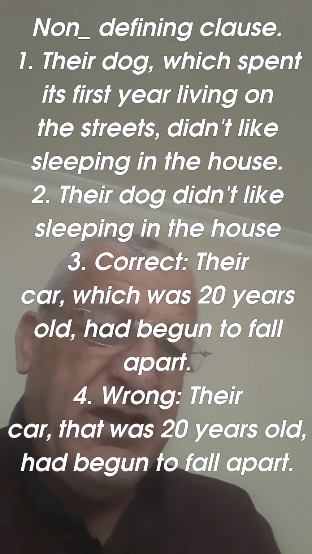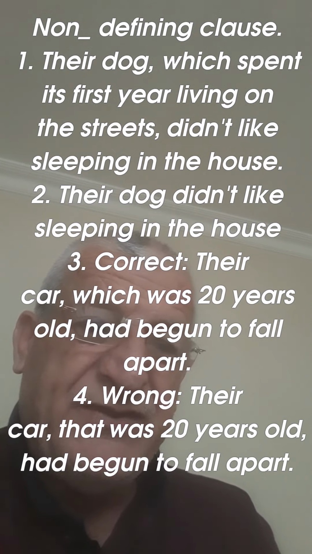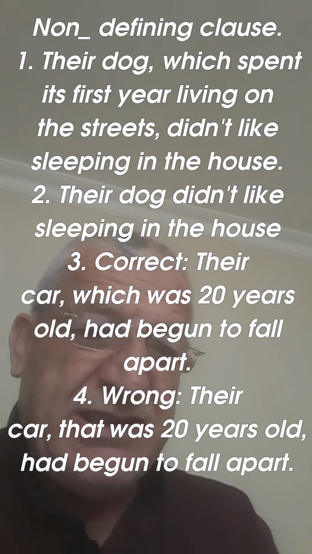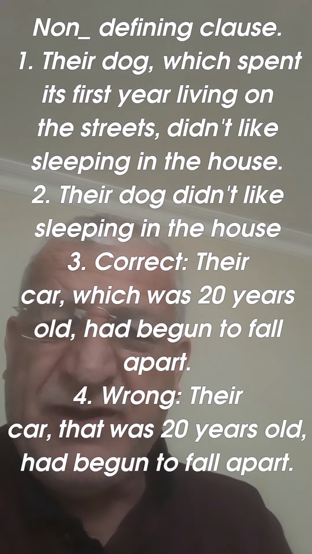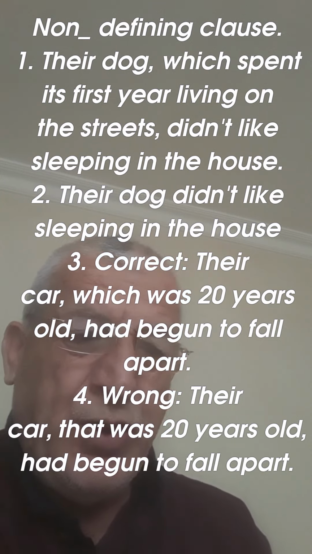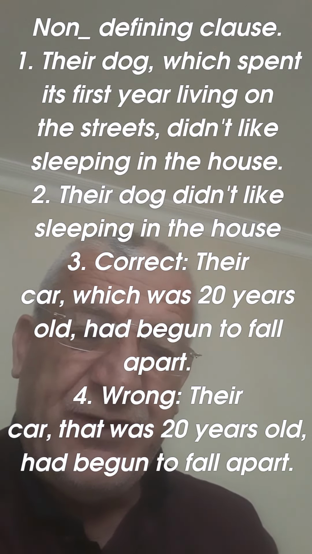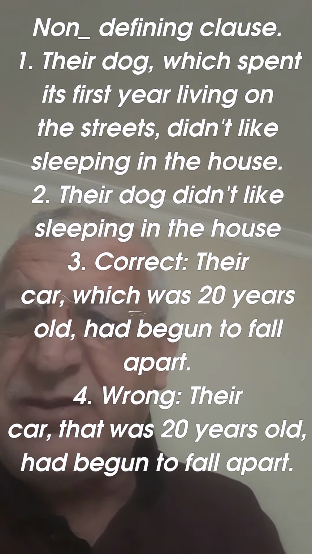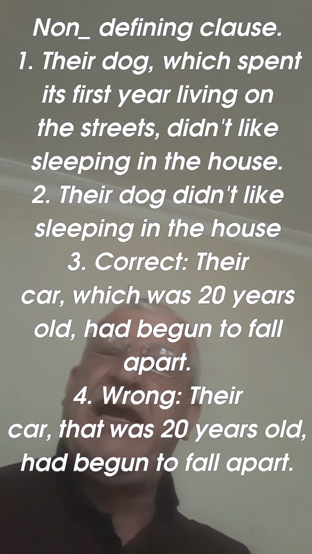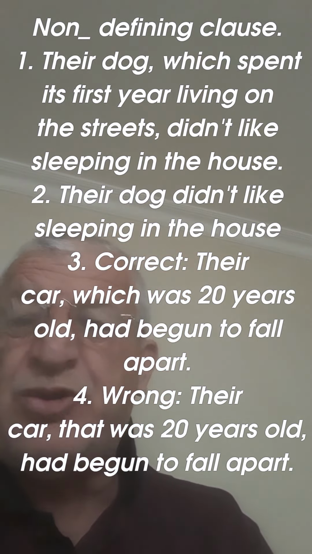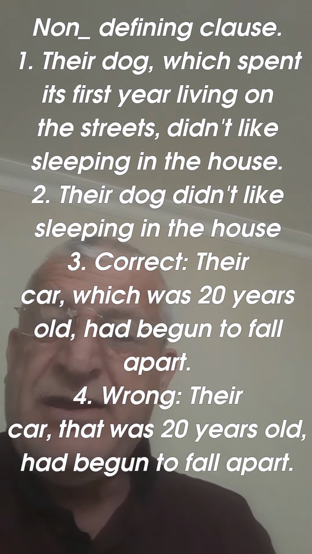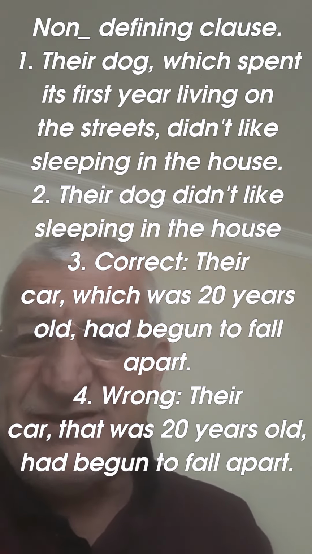For instance, we say, "Their dog, which spent its first year living on the street, didn't like sleeping in the house." In this example, we have a non-defining clause, namely, which spent its first year living on the street. This is a non-defining clause. Why is it a non-defining clause and we haven't said that this is a defining clause? For three reasons, let us say.